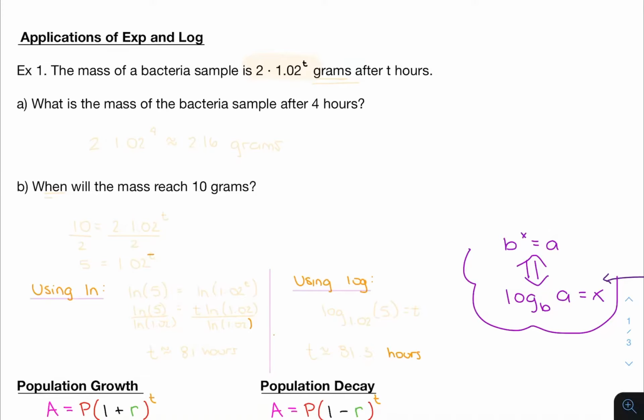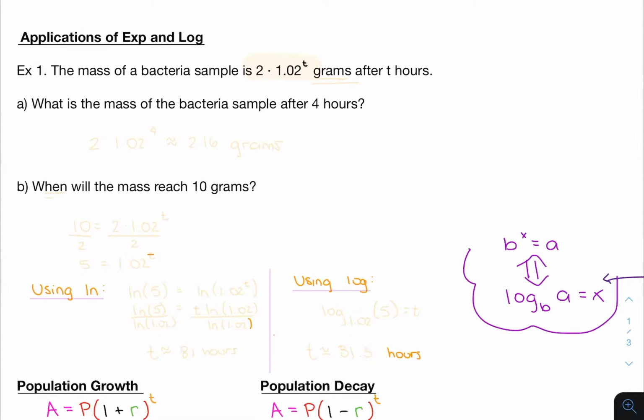So in this video, we're going to be talking about applications of exponential and log functions, because these logarithmic and exponential equations can actually be used to model examples that happen in real life. So let's take a look at a couple of examples.